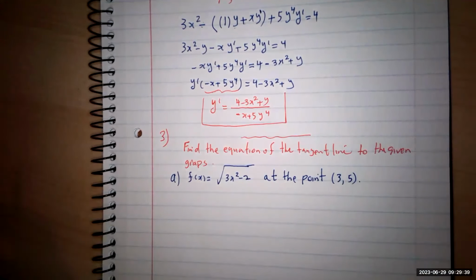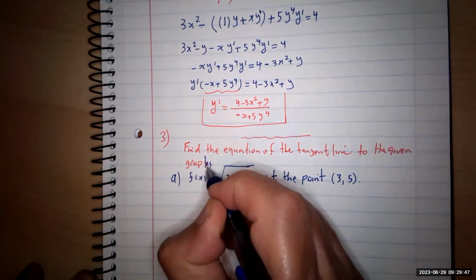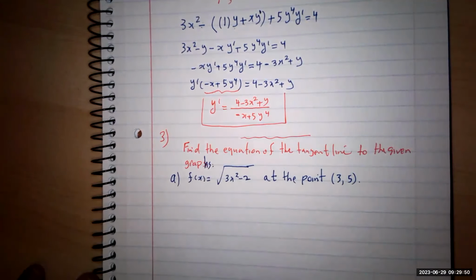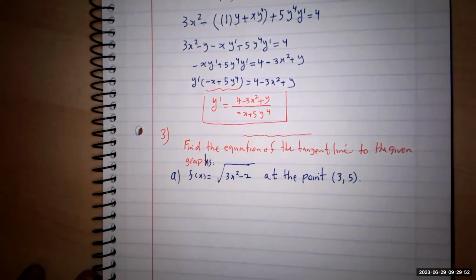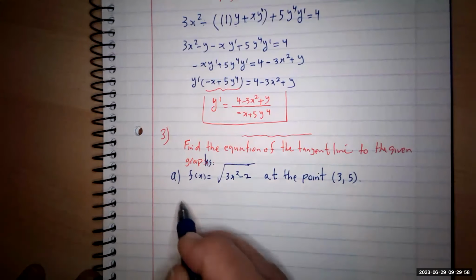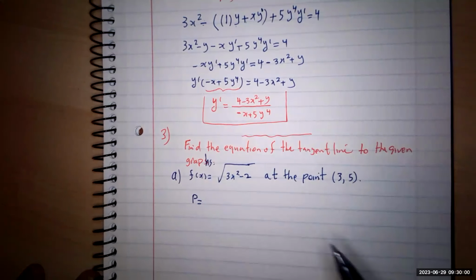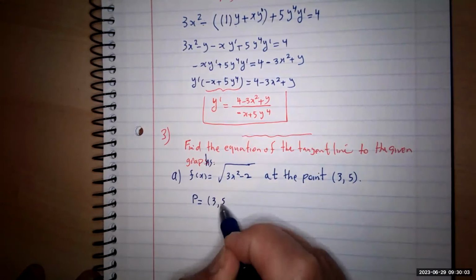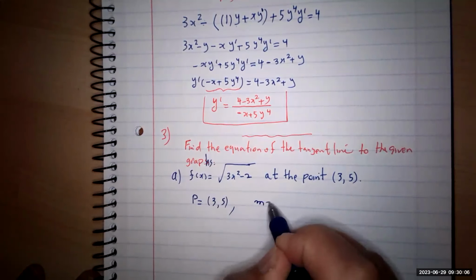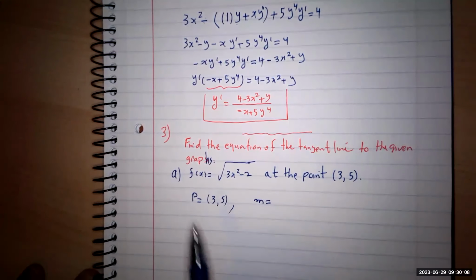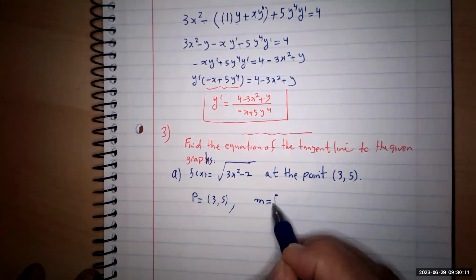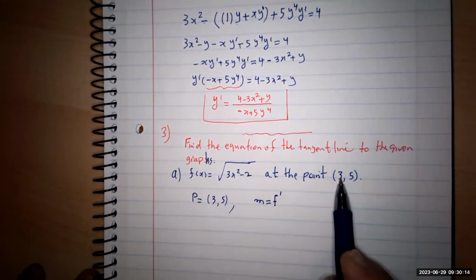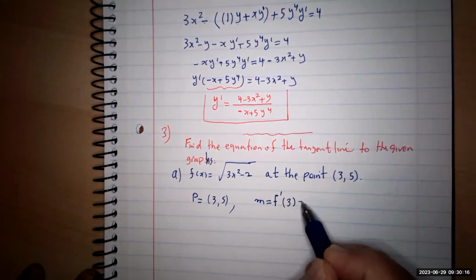So we want to find the equation of a tangent line to the graph of this function at the point 3 and 5. You know that you need a point. The point is already given to you, so we call it the point P, which is equal to 3 and 5. You need the slope. This is calculus. The slope is the derivative. The function is f, so you have to find f prime, and then find it at x equal to 3. So this is going to be your job.